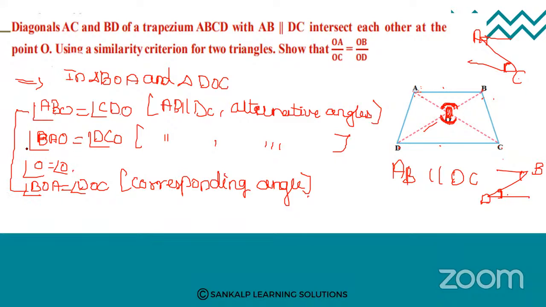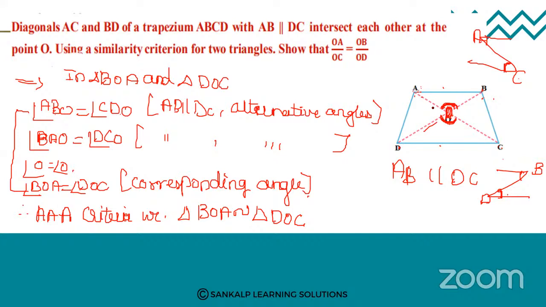How do the three angles become equal here? Therefore, by using AA criteria, we can say that triangle BOA is similar to triangle DOC. Yes or no? Why? Because here three angles are equal. So by using AA, we can say that these two triangles are similar. So when these two triangles are similar, the corresponding sides are in the same proportion.